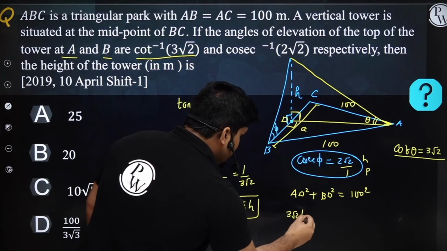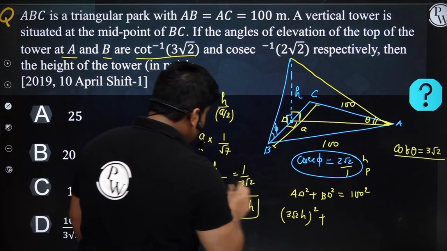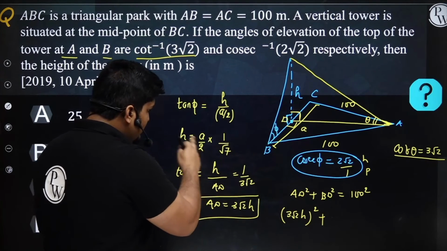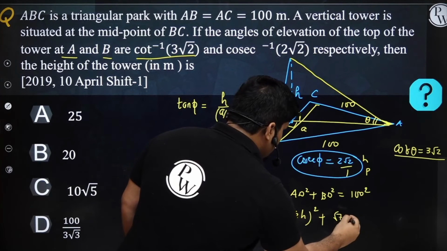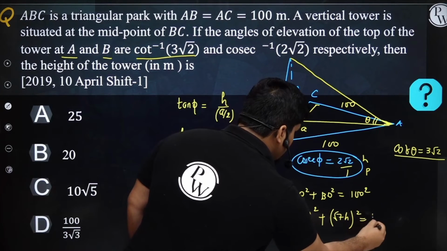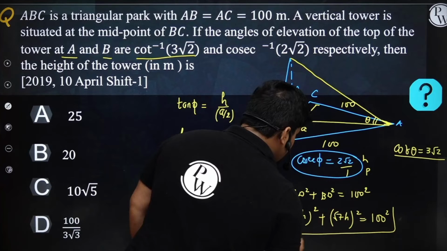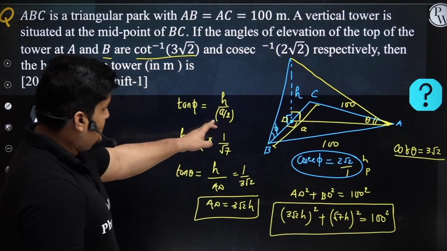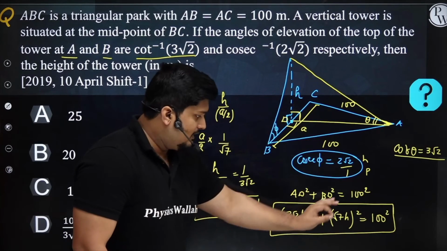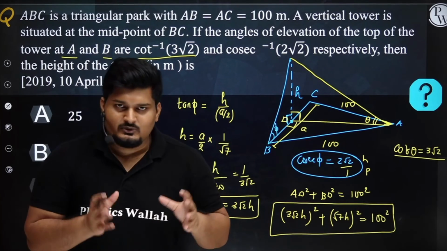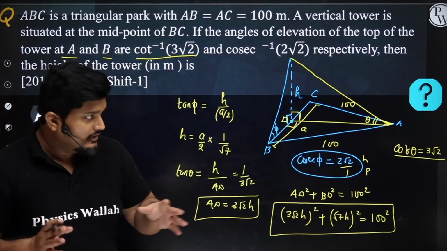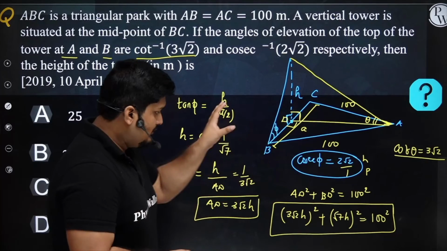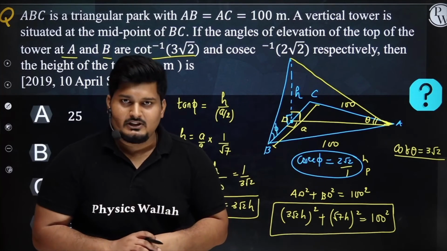So 3 root 2 times H whole square plus what is length BD? BD is A by 2, so this A by 2 is nothing but root 7H. Root 7H whole square is equal to 100 square. Just solve it and you will have the value of H. So this was slightly different from the other problems. But again, once we have drawn the diagrams properly, we were able to visualize everything. Clear? Moving on.